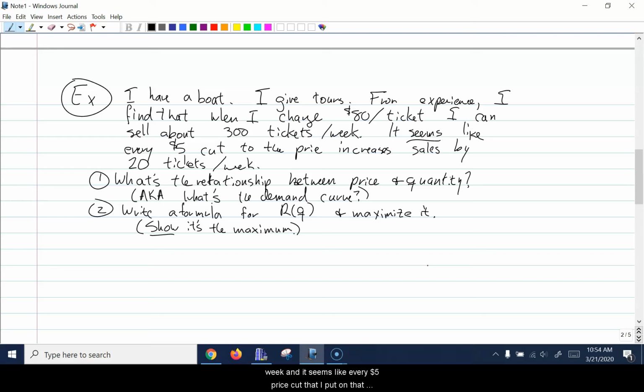Two questions here. Question one, what's the relationship between price and quantity? That is, what is the demand curve? Find that P and Q relationship that we were talking about. Step two, use that to write a formula for the revenue function, R of Q, and maximize that function. It's got the extra instructions to show that it's the maximum. That's referring to, don't just find the critical point and say this is the maximum. Actually verify that it is a maximum, the ways we talked about.